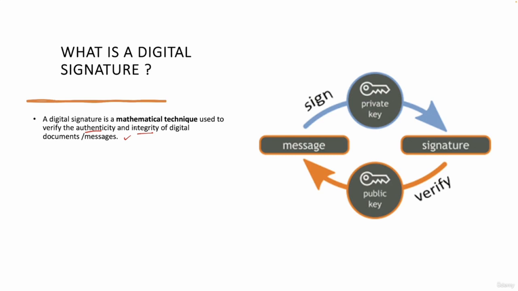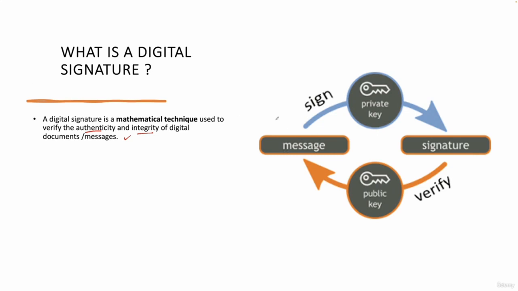Authenticity, that you are the right person, right? If I am signing this document, then it is me who has signed the document, and it is not somebody else who has signed it. So that shows authenticity. Second is integrity. What it means is that the message has not been tampered with. When the message goes from the sender to the receiver, the contents of the message haven't changed. That is what will give you integrity. So that is what a digital signature is all about. It's a mathematical technique used to verify the authenticity and integrity of digital documents or messages.